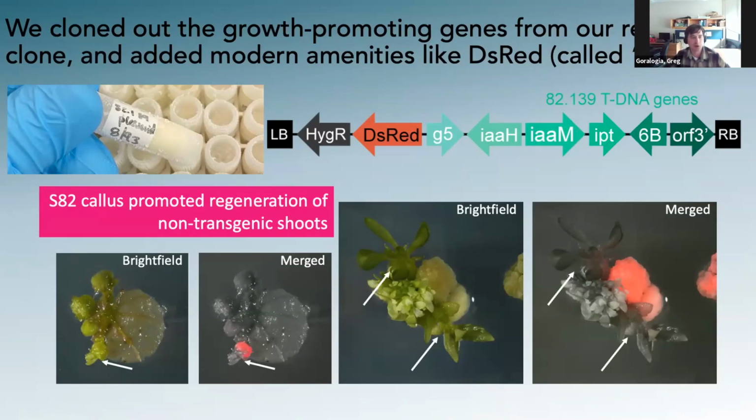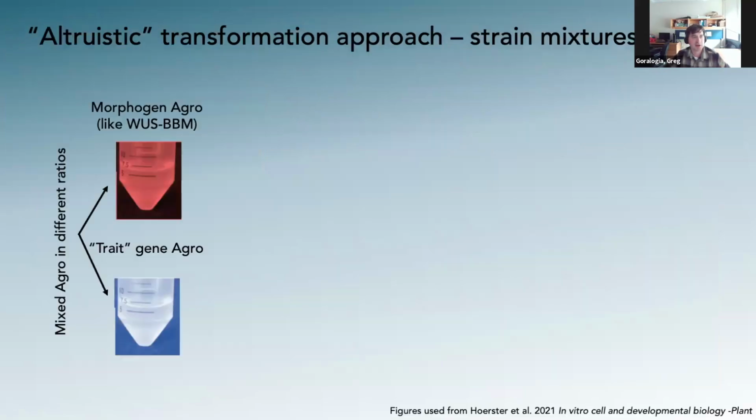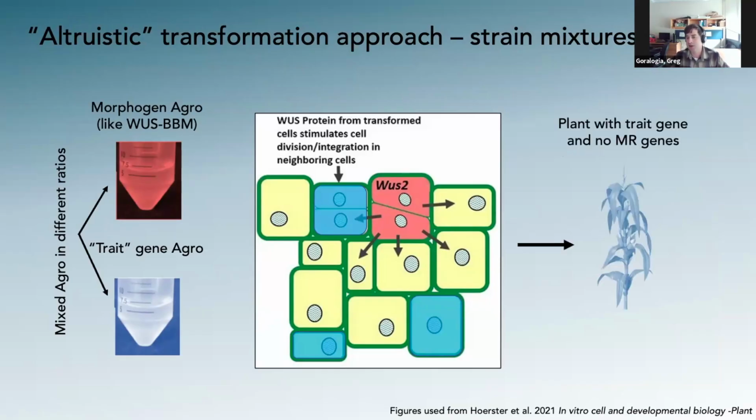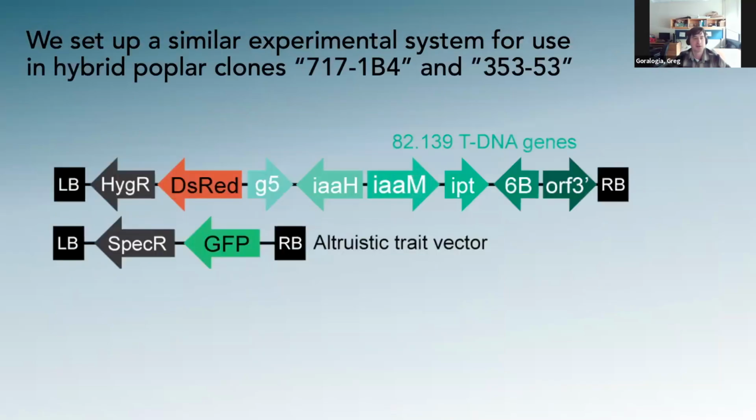And we were talking with people at Corteva, and they recommended this altruistic approach. Juan mentioned this. This is where you mix Agro strains together. One carries your gene of interest, and the red one is your morphogen. And the idea is you get this distribution of cells, and the red infected cells sacrifice themselves. That's the altruistic part. And you might get a plant that only contains your gene of interest. So this is like the holy grail for us in a clonal plant, because we don't get integration of a morphogen that's going to cause pleiotropic effects.